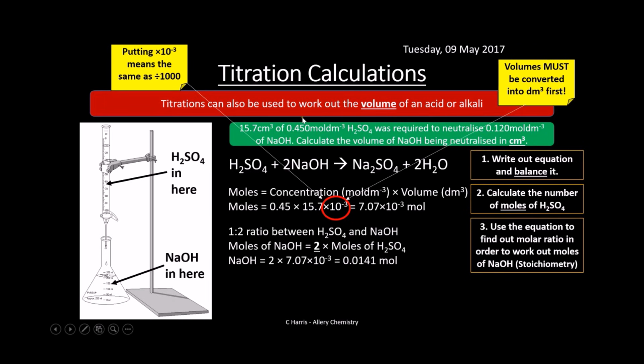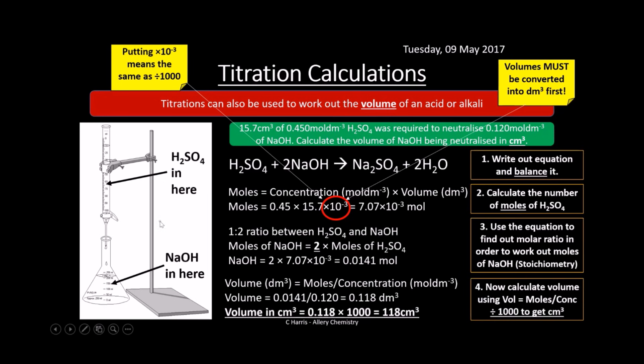Now we want to work out a volume. We have a concentration of sodium hydroxide and we have the moles, so we can work out the volume. The volume in decimeters cubed is moles divided by concentration. So it's 0.0141 divided by 0.120. That will give you a volume of 0.118 decimeters cubed. The question said we need it in centimeters cubed though, so we take this and times it by 1,000, which gets it back into centimeters cubed. So the volume would be 118 centimeters cubed of sodium hydroxide. So pretty much the same. You can see the method is very, very similar.